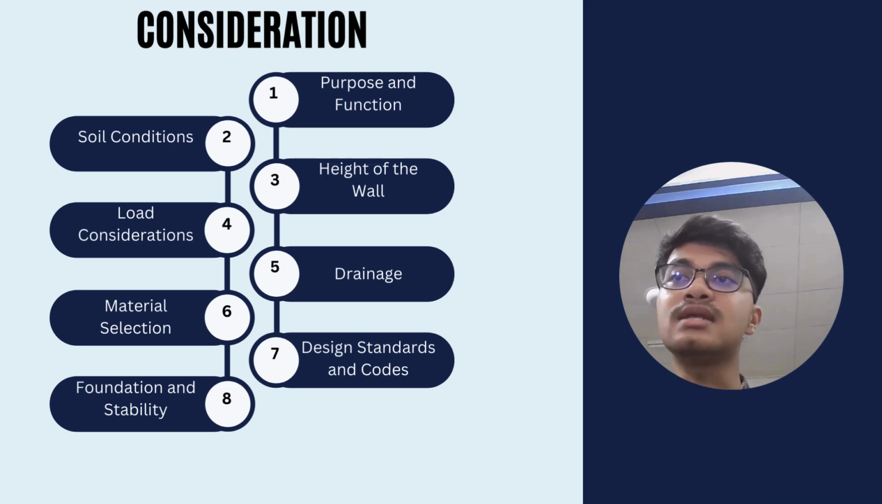Six, material selection. We need to choose appropriate materials such as concrete, stone, brick, timber, steel, and geosynthetic. This is because material choice affects appearance, cost, durability, and maintenance. Seven, design standards and codes. We need to ensure it complies with local building codes and standards, for example, specific regulations on wall height, materials, and construction method.